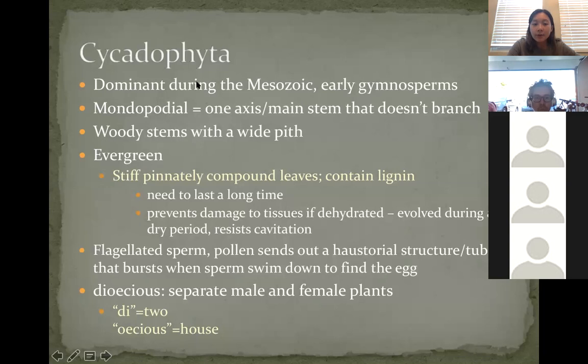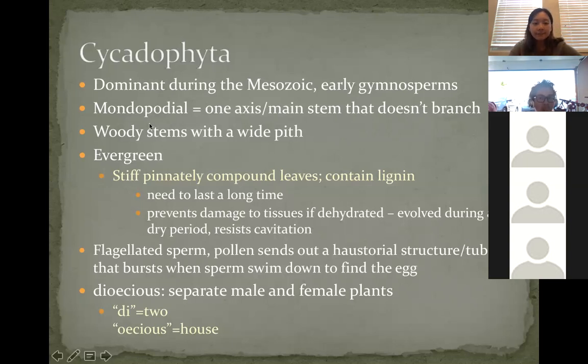They do have monopodial growth, so now we're moving into groups that no longer have dichotomous branching. Some of the individual species do still retain that basal characteristic. For the most part, they're going to be displaying monopodial growth, meaning that they have one main stem that doesn't branch, or it doesn't branch frequently at least. They have really woody stems with a wide pith. So even though cycads have really large and wide stems, the majority of that tissue is actually pith. So it's actually mostly parenchyma rather than secondary xylem.